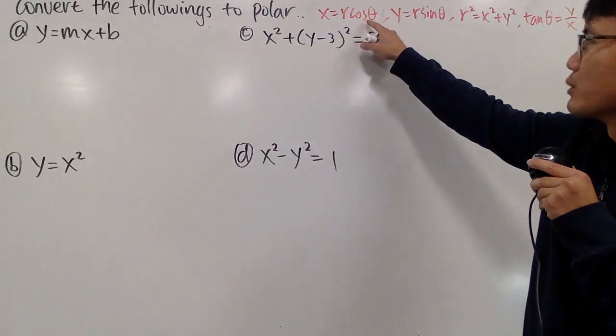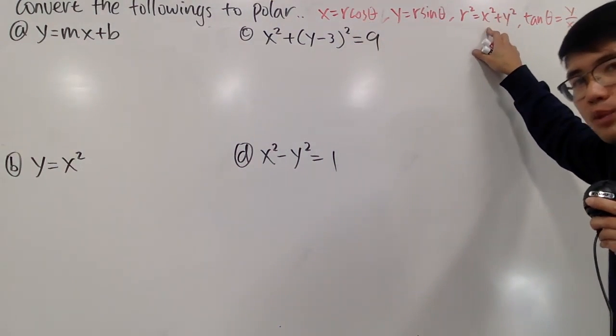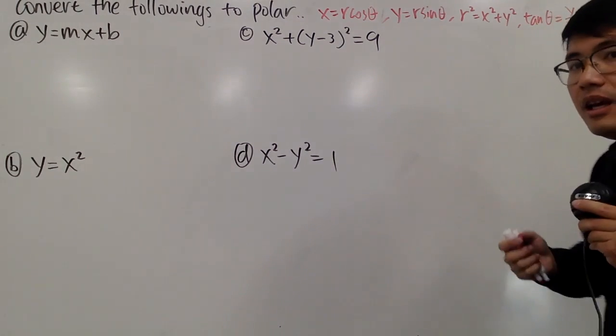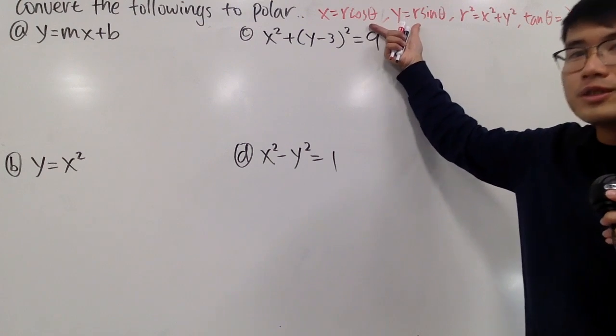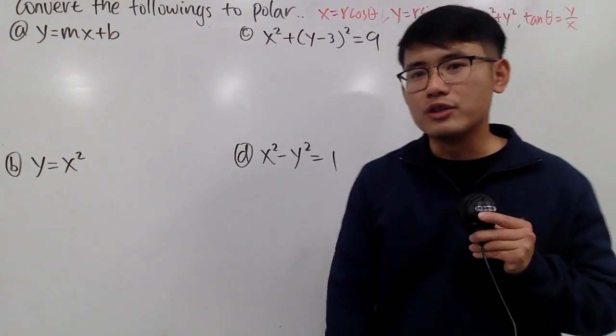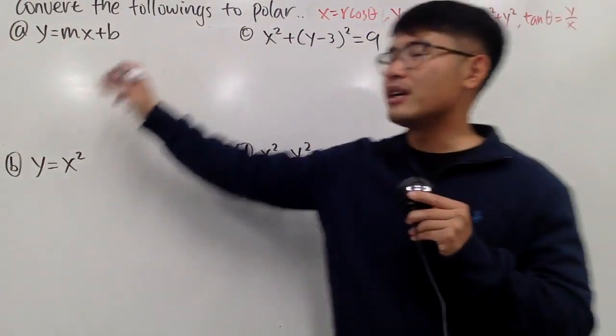X is equal to r times cosine theta, y is equal to r times sine theta, r squared is equal to x squared plus y squared, and lastly, tangent theta is equal to y over x. And let me tell you, we will start with these two most of the time because all the equations in the Cartesian form have x and y, right? Okay, let's take a look at the first one.